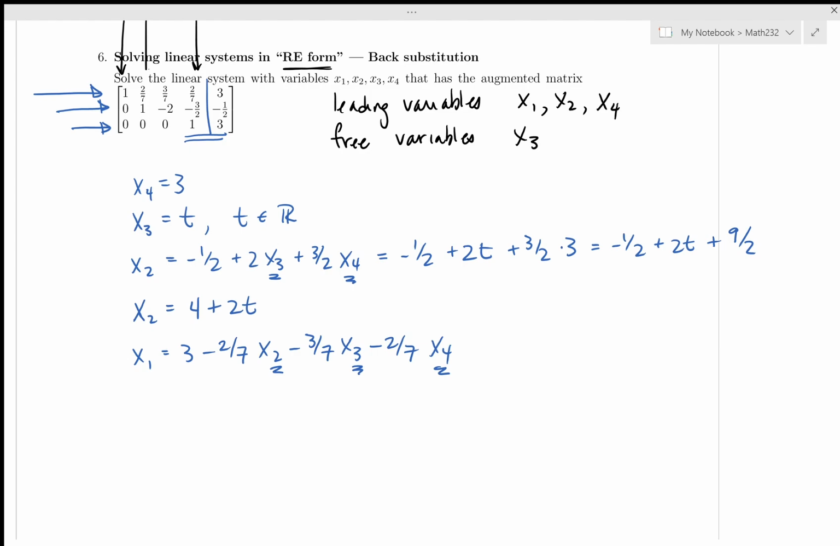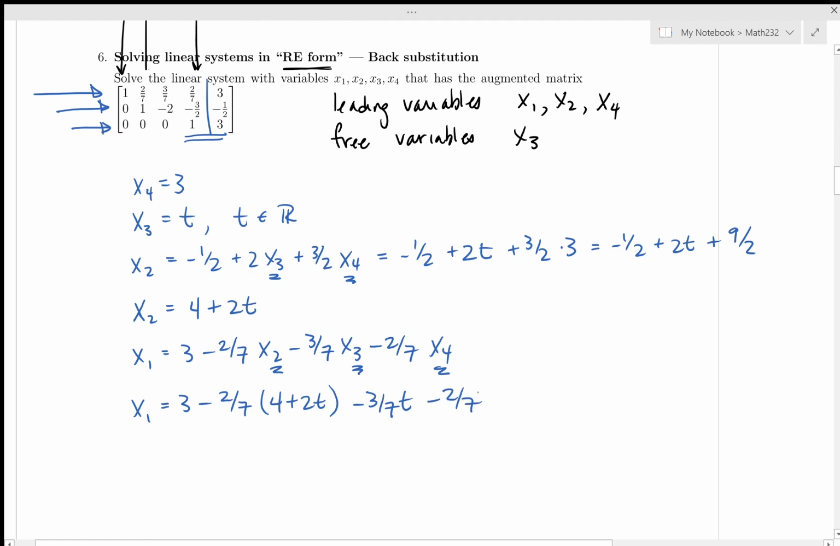Okay, so let's do that now for x1. That's going to be 3 minus 2/7 times x2, which was previously found to be 4 plus 2t, and then minus 3/7 times x3, which is t, and then minus 2/7 times x4, which is 3. Okay, and then I put all this together: 3 minus 8/7 minus 4/7 t minus 3/7 t minus 6/7.